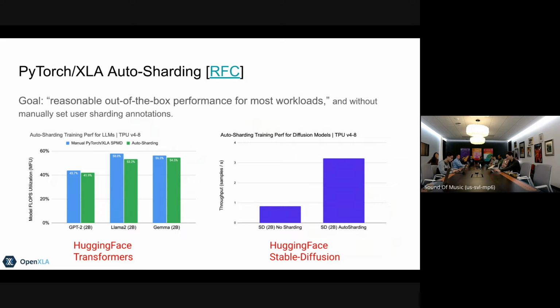On the right, we also have an auto sharding result for a non-transformer based model, namely stable diffusion. The original Hugging Face stable diffusion training script runs at about 1 sample per second, and when you run auto sharding out of the box, it runs much faster because now you are utilizing multiple devices. Again, you don't have to go through the entire model. You can just treat it as a black box, and it automatically shards things.